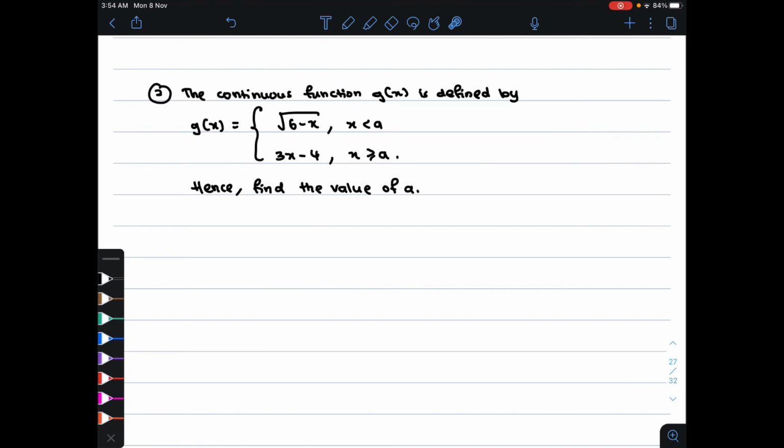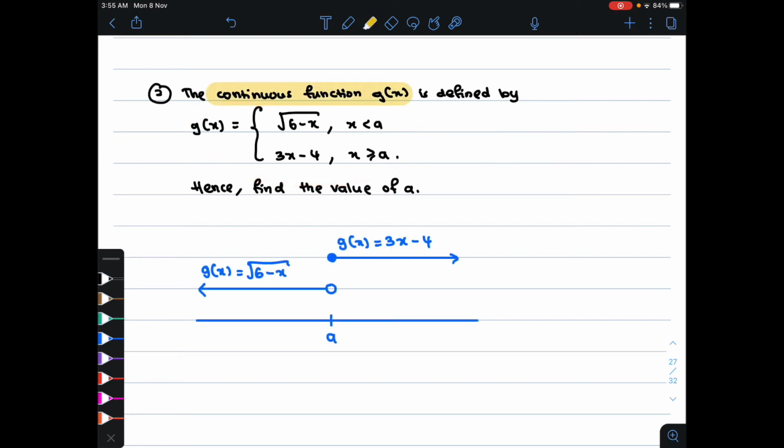For the second question, the continuous function g(x) is given here, and hence we need to find the value of a, where a is a value of x. So this is piecewise, hence you need to draw your number line first. Note that g(x) is a continuous function. So if it just says a function is continuous, you're going to assume that it is continuous from negative infinity until infinity. So this means that function g(x) is continuous everywhere.